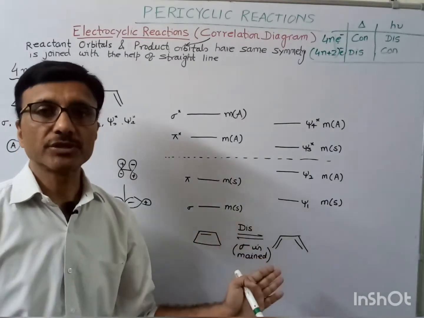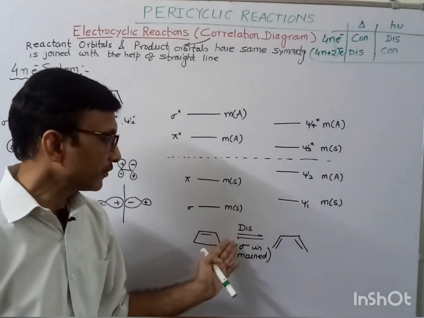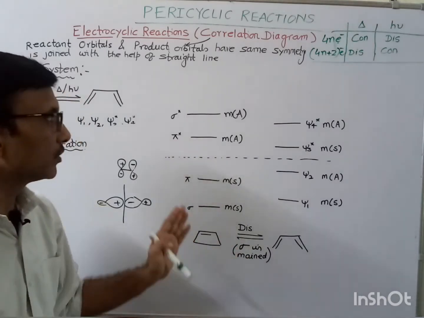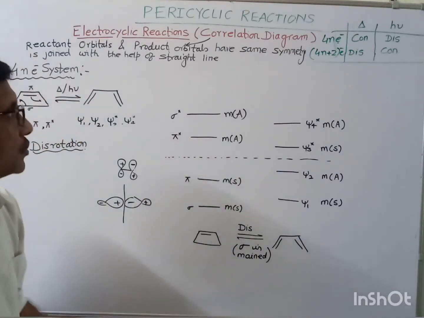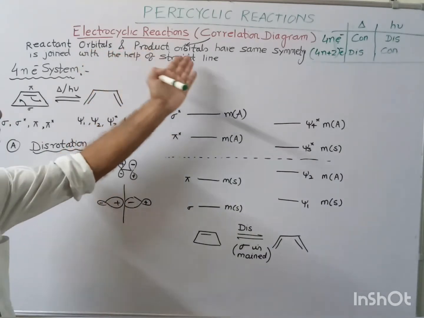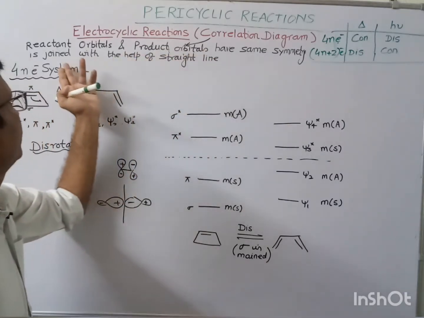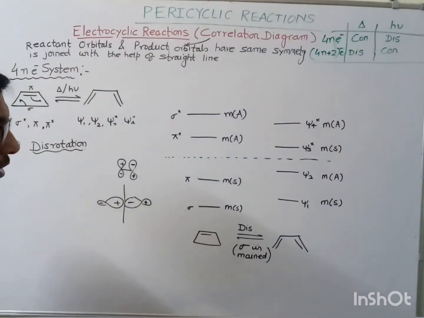So during this rotation we are only concerned with the sigma. We are not concerned with the C2, we are only concerned with the sigma. So what we have to do in the correlation diagram, reactant orbital and product orbitals having the same symmetry are joined with the help of a straight line.